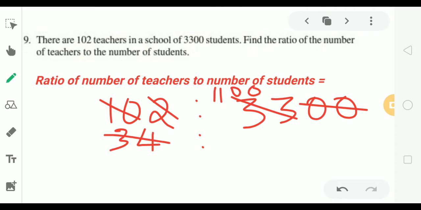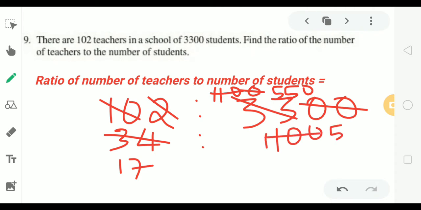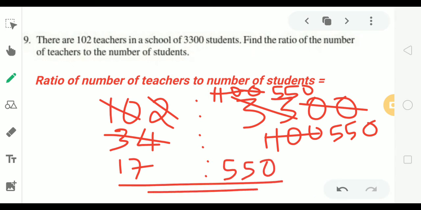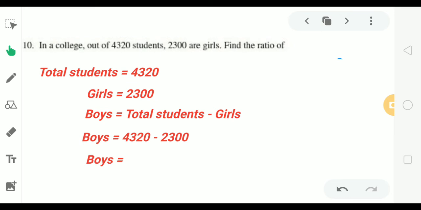Then half of 34 is 17, half of 1,100 is 550. So we get the ratio as 17 is to 550. 17 is to 550 is the ratio of teachers to the students. We always write the ratio in the simplest form. Moving on to the next question.